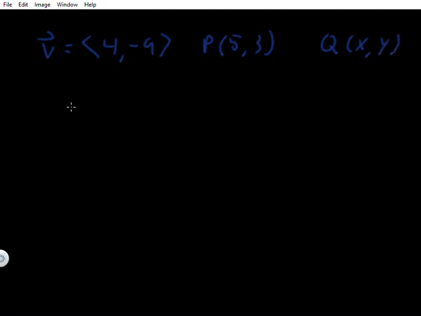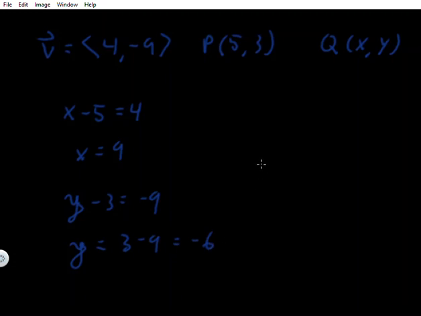Well, I know that x minus 5 is equal to 4. So x must equal 9. And I know that y minus 3 must be a -9. So therefore, y must be equal to 3 minus 9, which is a -6. So Q would have the point (9, -6), and we can check our answers real quick. 9 minus 5 is indeed a 4, and -6 minus 3 is indeed a -9. So this must be our terminal point.